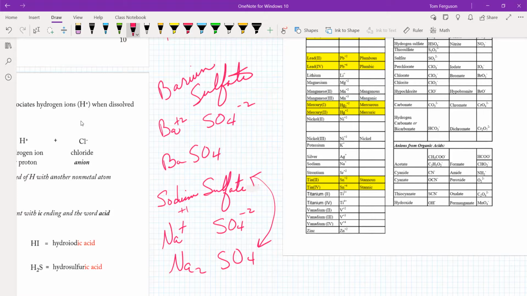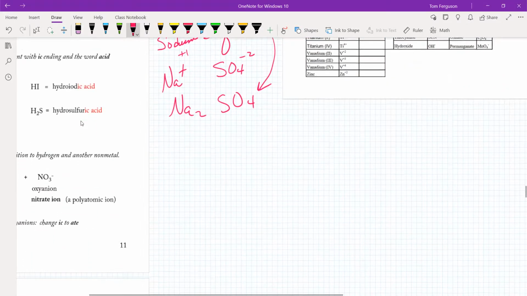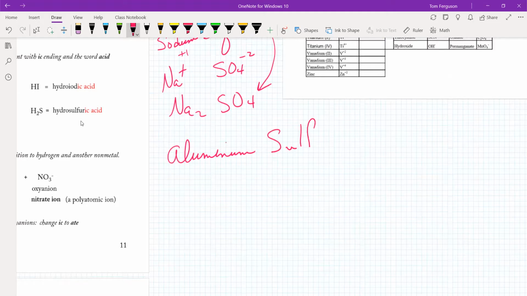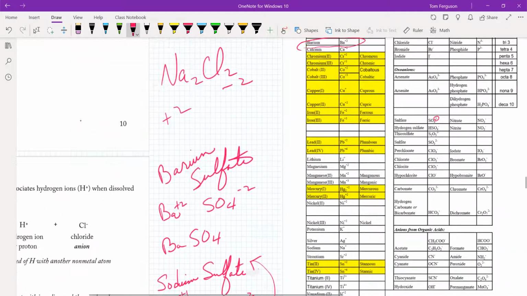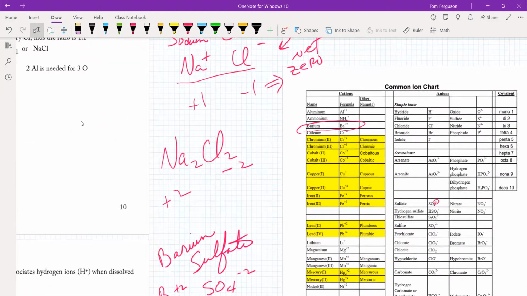Okay, so let's continue on with this naming, because this gets interesting. What if we did something like this instead? How about aluminum sulfate? Well, we already looked up sulfate. We know that's a -2. What about aluminum? Well, let's go over here. Aluminum is a +3.